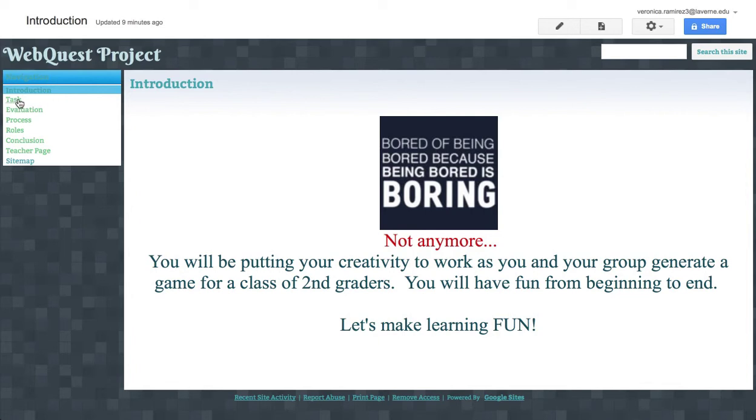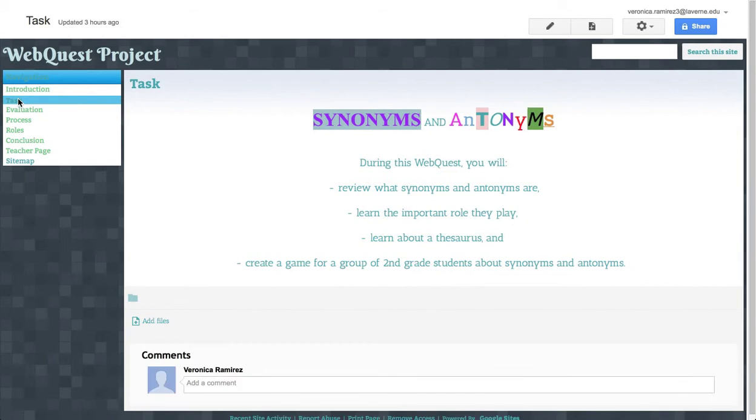Next, we'll go into the task page, where basically it'll break down what type of tasks they'll be doing throughout the WebQuest. They're going to be reviewing synonyms and antonyms because at this point fifth graders already know what they are, but it's nice to touch on the technical terms. They'll learn the important role that synonyms and antonyms play, giving them a purpose of why we use them, and they can then relay this information over to the second graders as well.